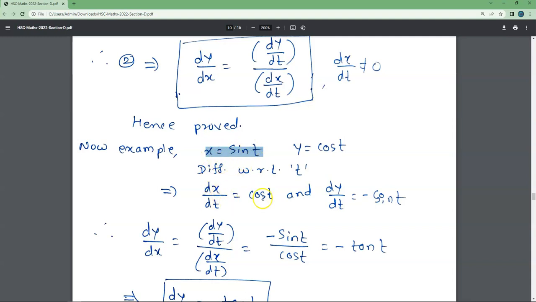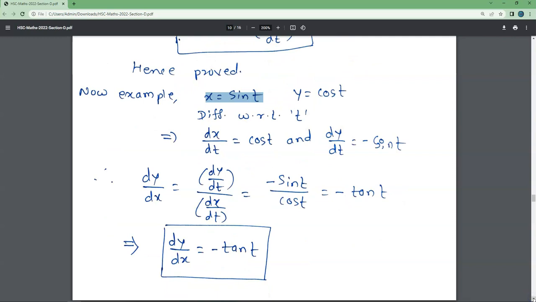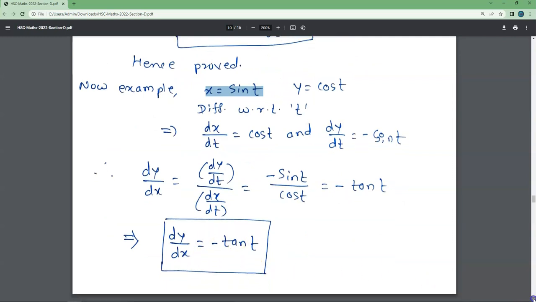sin t चा derivative आला cos t, dy upon dt, cos t चा derivative आला minus sin t. So dy by dx is equal to what? आपल्या formula नुसार dy by dt upon dx by dt. So minus sin t upon cos t. And sin t upon cos t was tan t. So minus tan t. So dy by dx is minus tan t. Correct. So this is the answer of the example.